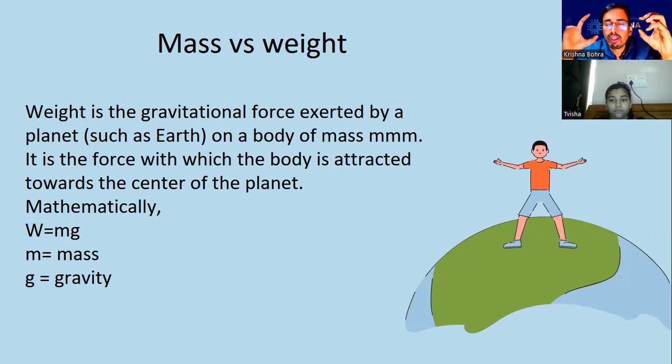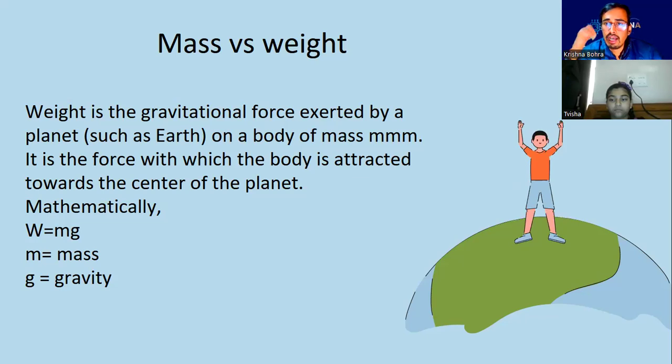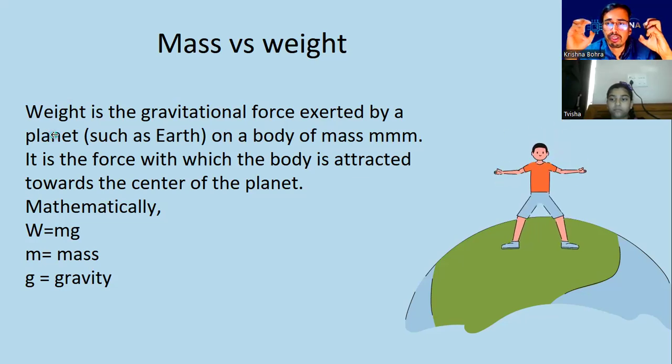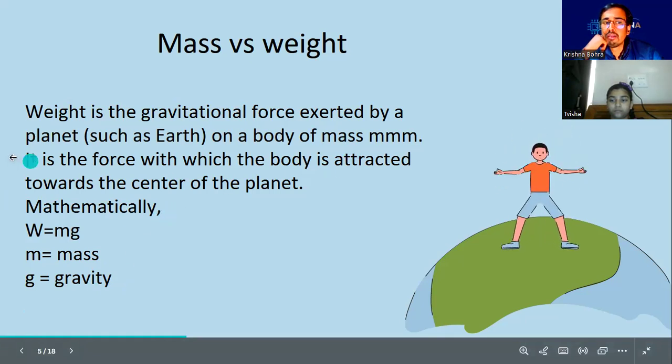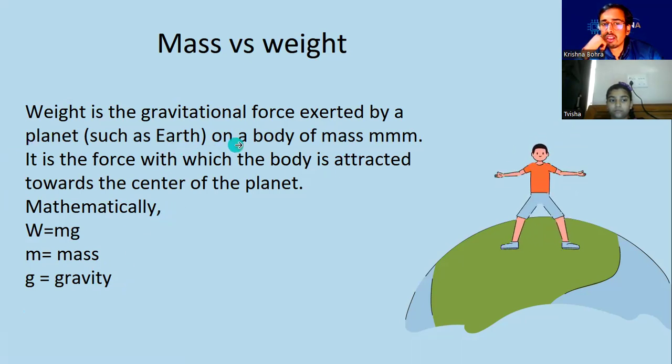Suppose this is Earth and this is, let's say, any random person, another body. Earth exerts a force on this particular body, so we call it a gravitational force or gravitational pull. Weight is the measurement of that force. So weight is the gravitational force exerted by a planet such as Earth on a body of mass.